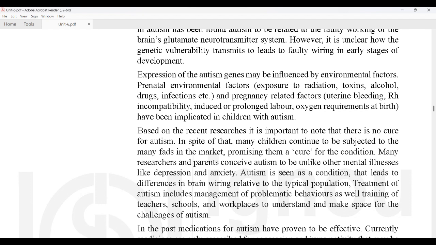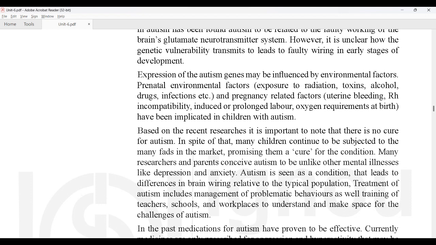Based on recent research, it is important to note that there is no cure for autism. In spite of that, many children continue to be subjected to the many fads in the market, promising them a cure for the condition.